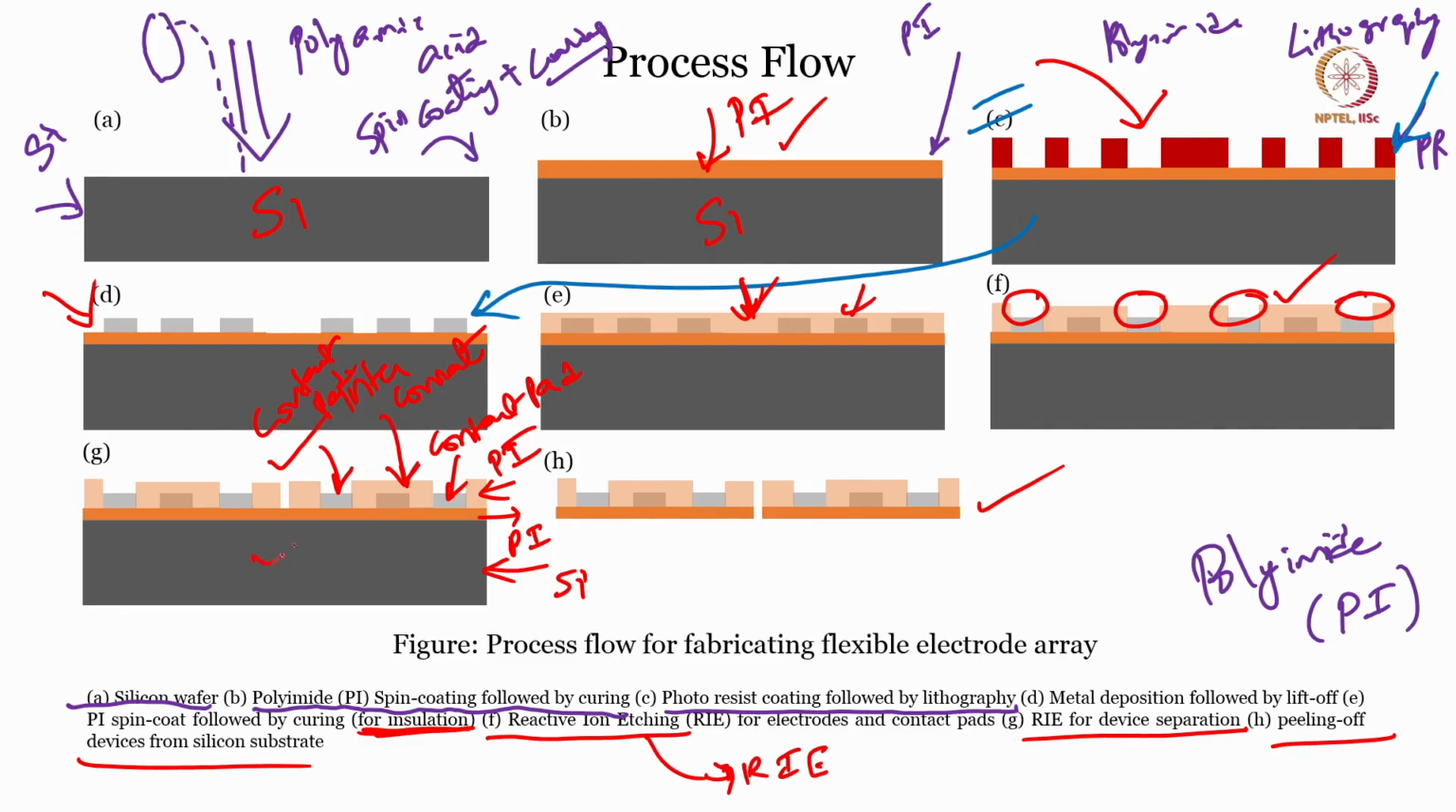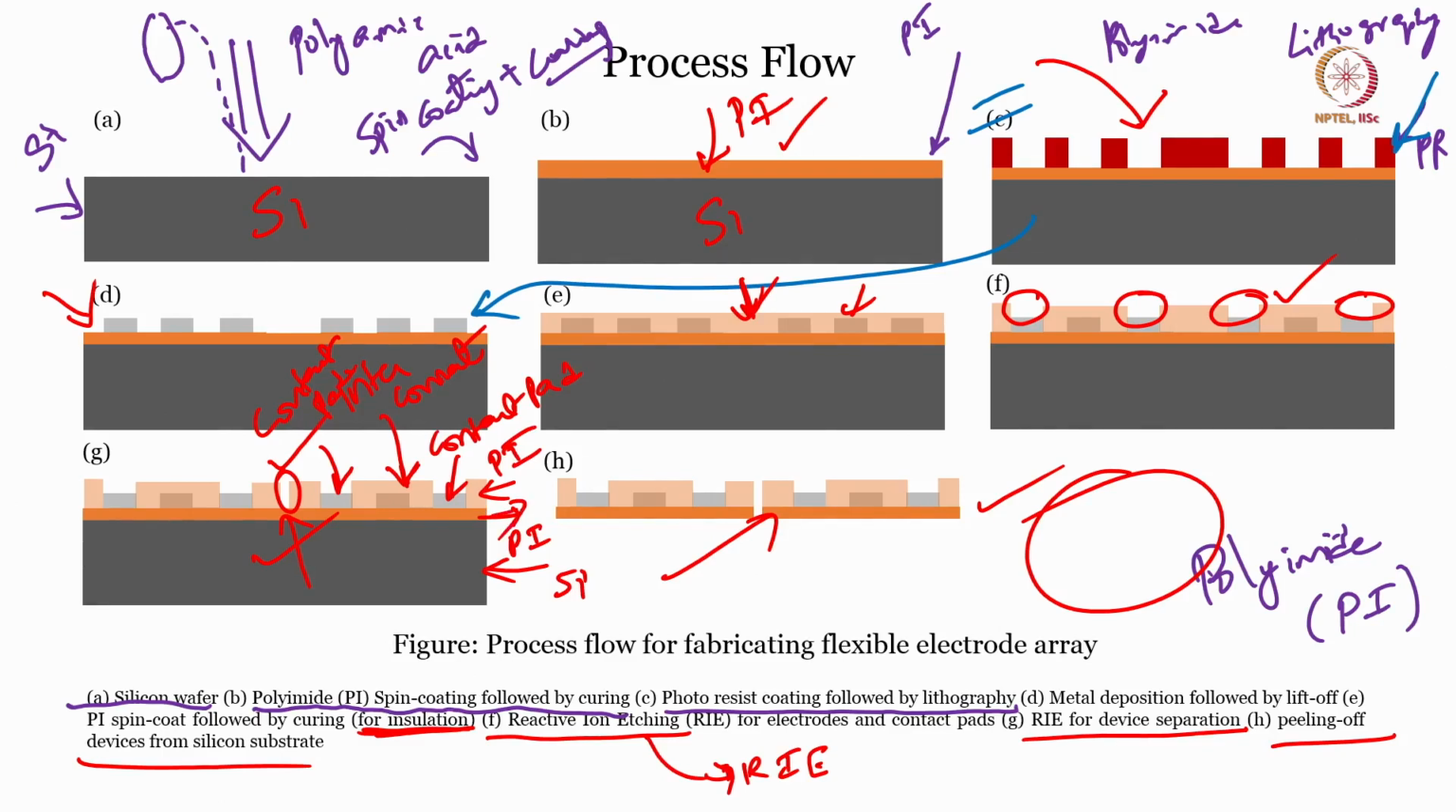So, this is what is explained again here, and this is for device separation, because I told you, you cannot fabricate a single device; we can go for a few tens to hundreds of devices at a stretch in a single silicon wafer. That is why a device separation step is required, and then you can peel off those devices. You can separate the devices, or peel them off from the polyimide substrate.